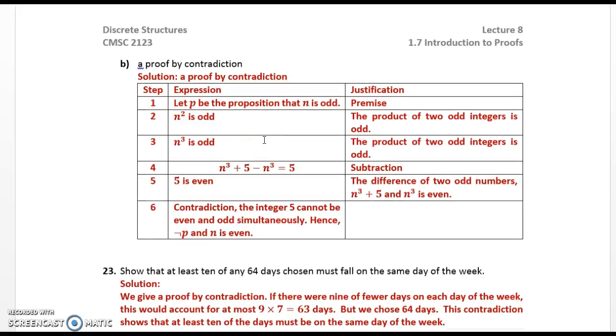Now, a proof by contradiction. Let P be the proposition that n is odd. n squared is odd. The product of two integers is odd. n cubed is odd. The product of two odd integers is odd. We subtract n cubed from n cubed plus 5, arriving at 5. And 5 is even. The difference of two odd numbers, in particular n cubed plus 5 and n cubed, is even. This is a contradiction. The integer 5 cannot be even and odd simultaneously, hence not P and n is even.